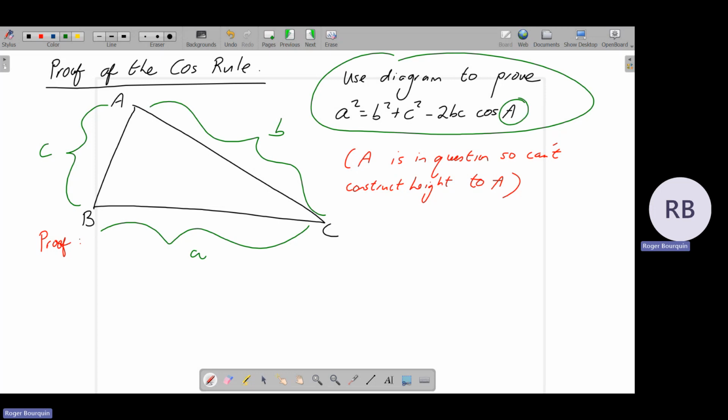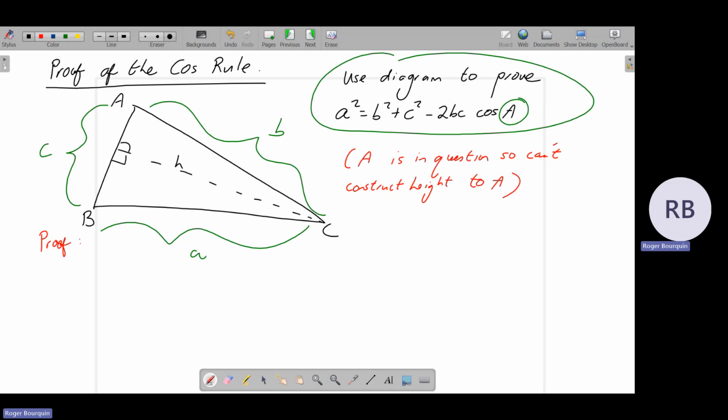Remember that if a vertex in front A is a question, you cannot construct a perpendicular height to that vertex. So we can't construct a perpendicular height to A. We could construct a perpendicular height to B or to C. It looks easier to construct the perpendicular height to C. So I'm going to make those right angles and call that side equal to H for your perpendicular height.